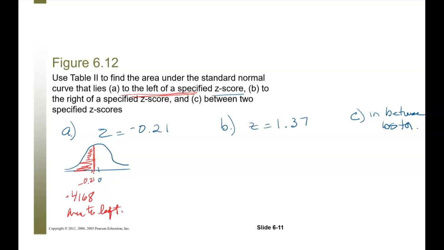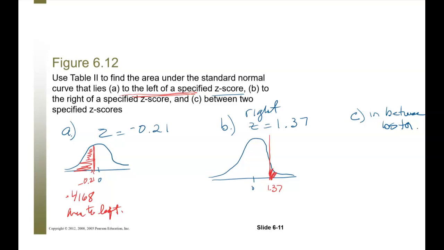Now for the next one, I want the area to the right. Okay, B, to the right of the specified z-score. So again, draw another picture. You are going to get tired of drawing the normal curve, but don't worry, it'll happen naturally, and it'll help you not only in this chapter, but throughout all of chapters 7, 8, and 9, and also if you're moving on to Stat 2. So now I'm going to go to 1.37, which is going to be a little more out here. I didn't draw the best normal curve, that's okay.